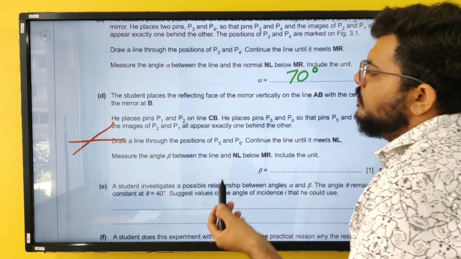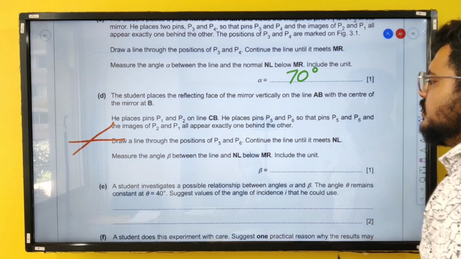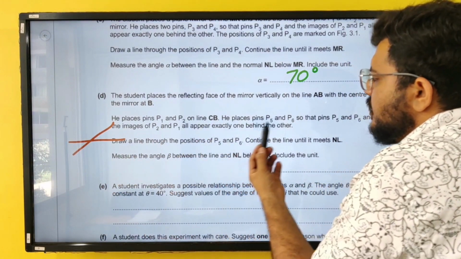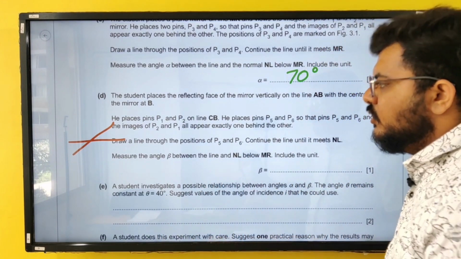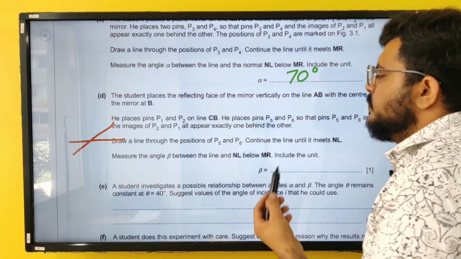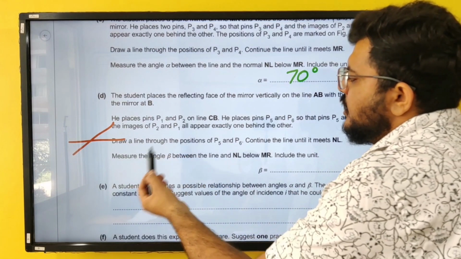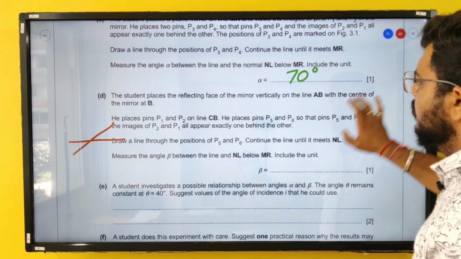He places pins P1 and P2 on line CB, places pins P5 and P6 so that the pins P5 and P6 and images of P1 P2 all appear exactly one behind another. Same thing what he did for P3 and P4. Draw a line through positions P5 and P6, continue the line until it meets NL. Measure the angle beta between NL below MR, include the unit.